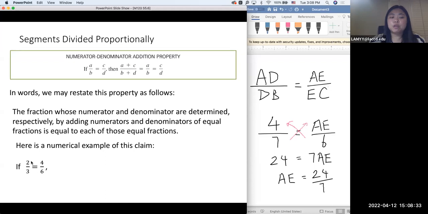For example, 2 over 3 equal to 4 over 6. Just imagine A equal to 2, B equal to 3, C equal to 4, D equal to 6. So we try to apply this property. We will have 2 plus 4 over 3 plus 6. When we calculate it, that will be equal to 6 over 9, right? And then we could simplify it. So this is going to be equal to 2 over 3, or we can say this is equal to 4 over 6.